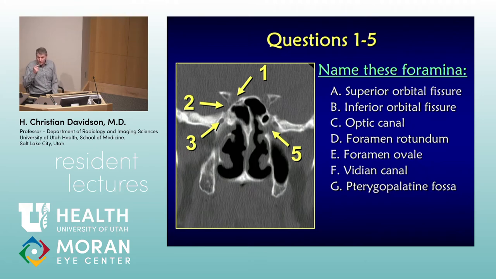It gets into the orbit through the fissure. It actually goes down into the oral cavity through the pterygoid canal. It has medial access into the nasal cavity through the sphenopalatine foramen here. It has access into the deep face, the masticator space, through the pterygomaxillary fissure. So the pterygopalatine fossa, we often look at that as one of our search points when we're looking for perineural tumor, because it is a place where so many things cross over.